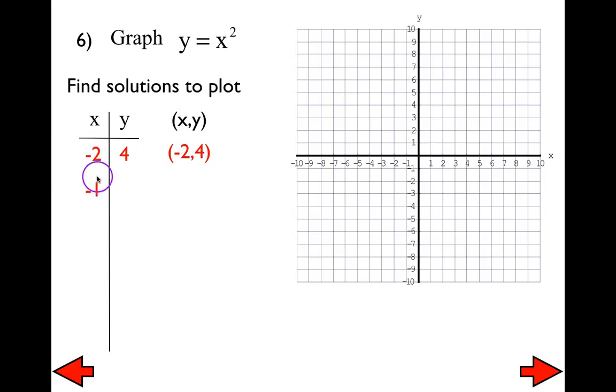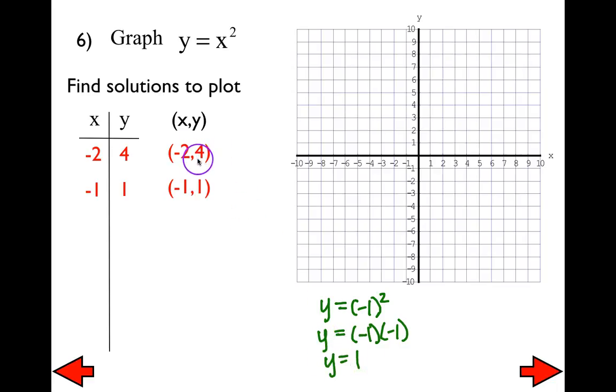So the next number is -1. What is (-1) squared? Remember, I'm going to show my work here. y equals (-1) squared. This whole base of -1 is repeated twice, so (-1) squared would be 1. So my ordered pair was (-1, 1).